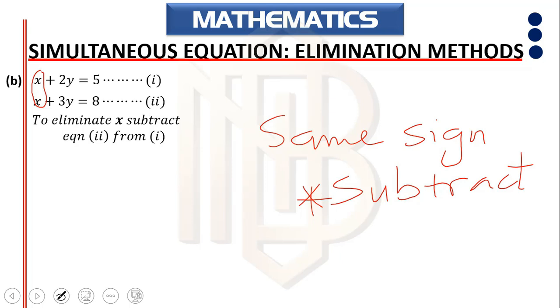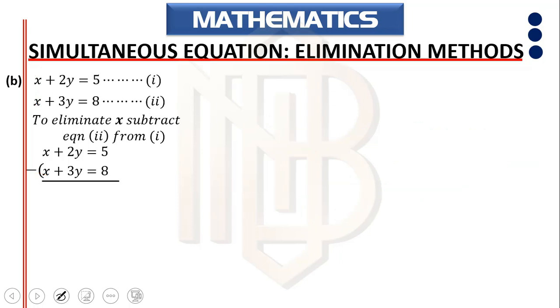Same sign, we subtract. If we are going to subtract, you can do it whichever way is more appealing to you. You can do equation 2 minus equation 1, or equation 1 minus equation 2. In this case, we are doing equation 1 minus equation 2, so we write equation 1 first and equation 2 next. If we do the subtraction, that minus will cut across everything.